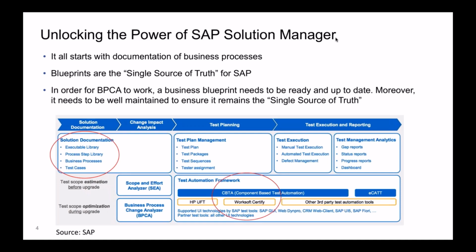A blueprint isn't something that you set up, do your launch, and deploy SAP. It's something that you update on a regular basis. As you change your business, maybe you do mergers and acquisitions, or deploy new modules, it needs to be fed so it's always that single point of truth. When we look at solution documentation, a blueprint gives us a library of our executables, our process steps, our business processes and our test cases.